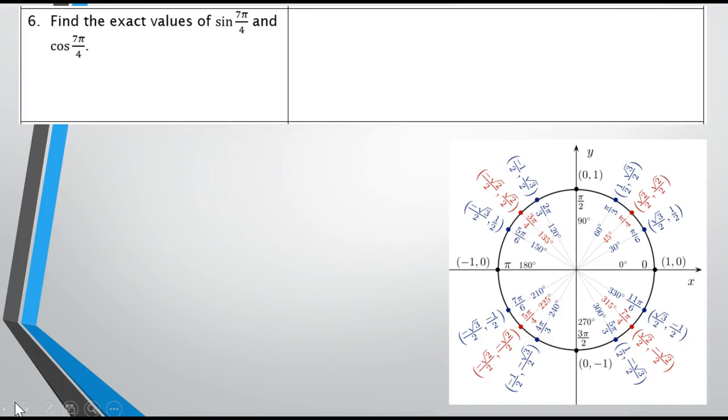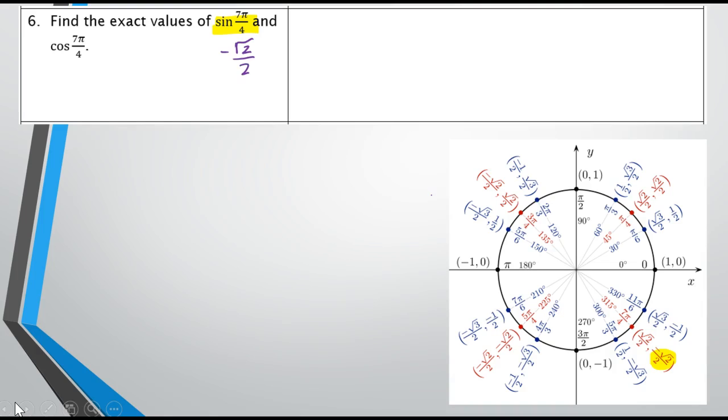The easiest way to find the exact values of sine and cosine of 7 pi over 4 would be to use the unit circle. To find the sine of 7 pi over 4, you would find 7 pi over 4 on the unit circle, which is over here in quadrant 4, and the sine value and the y value are the same. So that means that the sine of 7 pi over 4 is going to be the negative square root of 2 over 2. So this would be negative square root of 2 over 2.